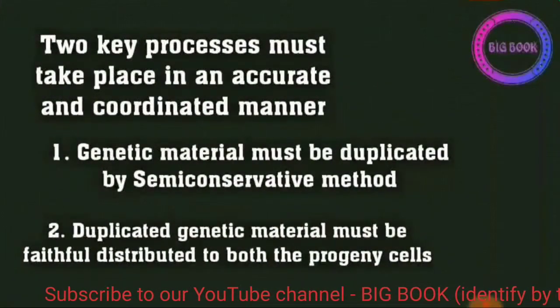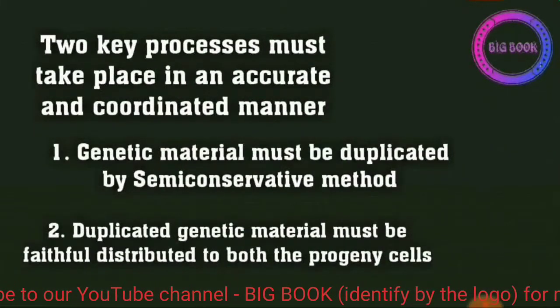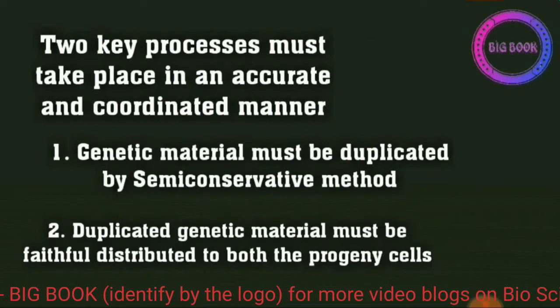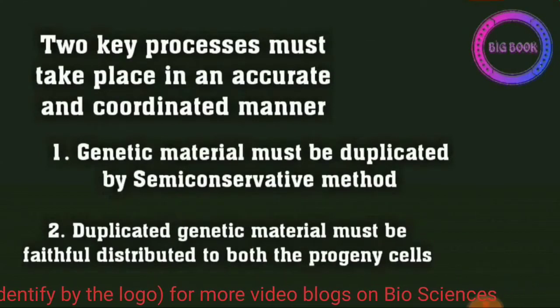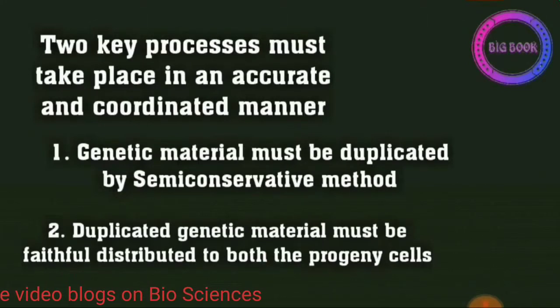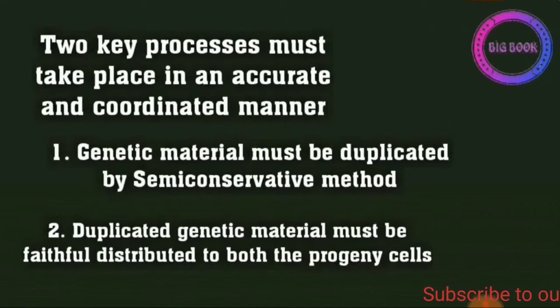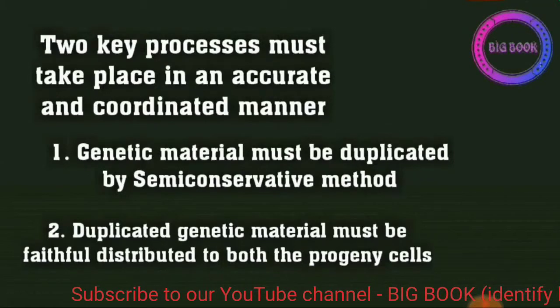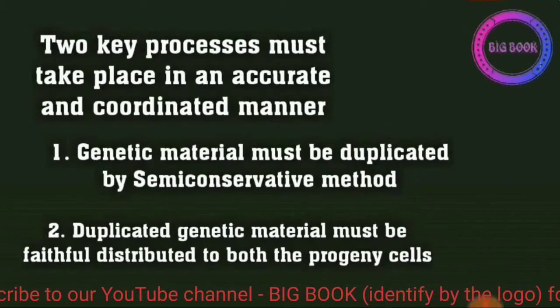Two key processes must take place in an accurate and coordinated manner. One is that the genetic material must be duplicated by the semi-conservative method. Second is that the duplicated genetic material must be faithfully distributed to both progeny cells. These are the two key processes that have to take place in the S phase and the M phase, that is, after the G2 phase.